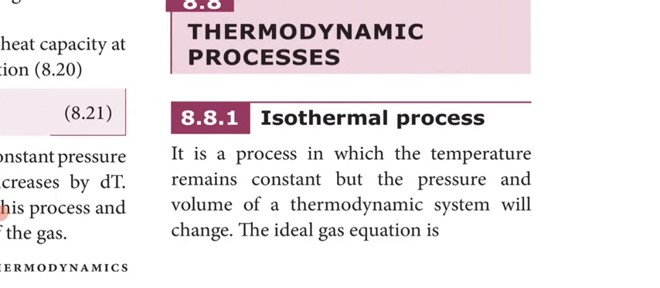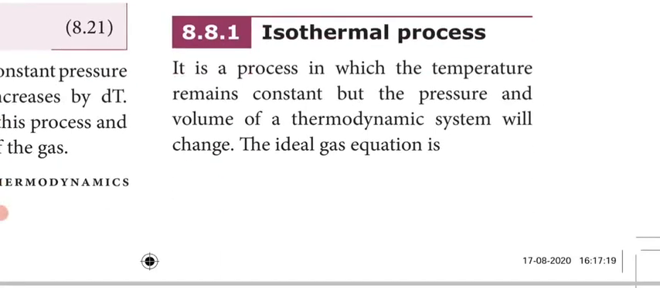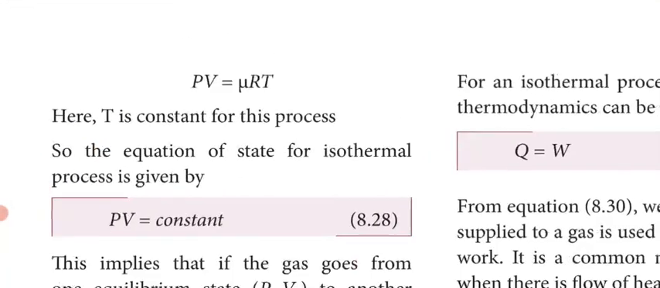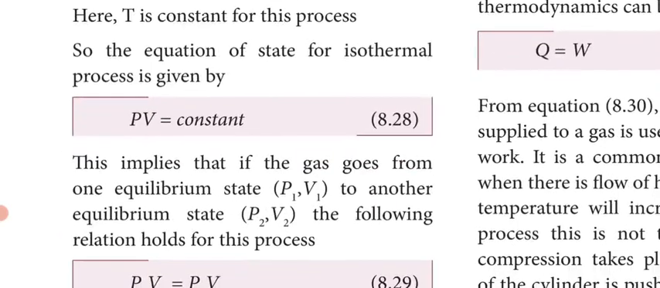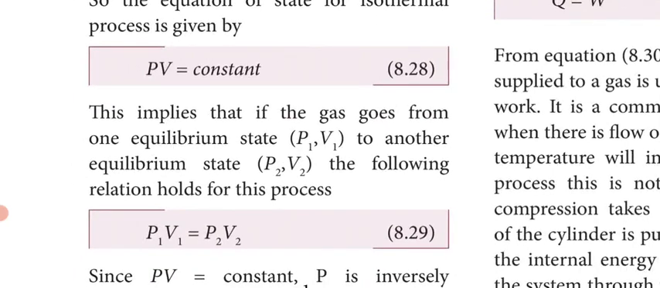First is the isothermal process. It is a process in which the temperature remains constant. In an isothermal process, temperature is constant, but the pressure and volume of the thermodynamic system will change. The ideal gas equation is PV is equal to μ RT. Here T is constant for this process, so the equation of state for an isothermal process is PV equal to constant.